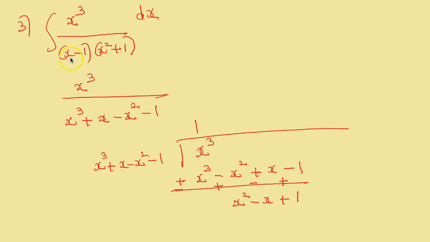Next, integral x cubed by x minus 1 into x squared plus 1 dx. Here the degree of the numerator is 3 and degree of the denominator is 3, so we cannot directly apply partial fractions. When we open the denominator, we get it as x cubed plus x minus x squared minus 1. Whenever the degree of the numerator is equal to the degree of the denominator, one method which we can do is divide the numerator by the denominator. So take the highest power here, which is x cubed, divided by the highest power here, which is x cubed.